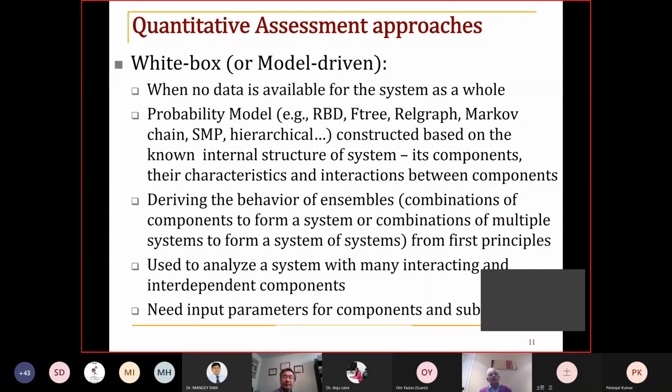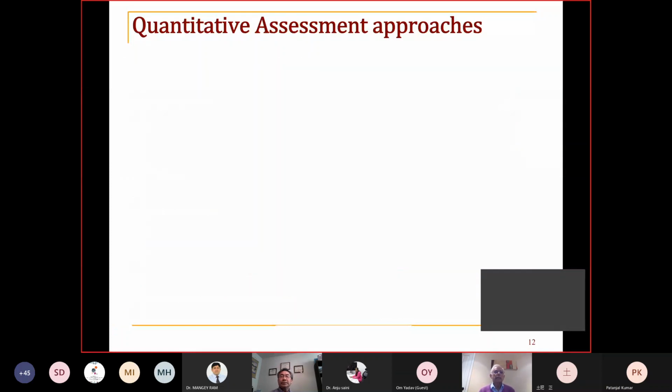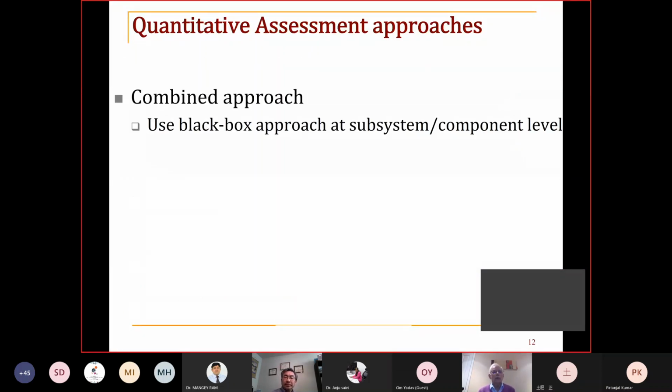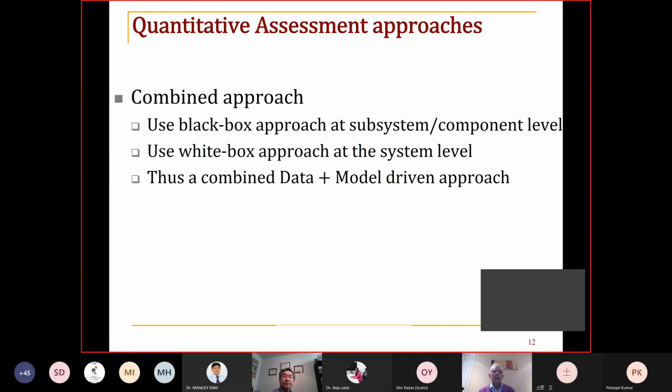But of course, in order to solve a probability model, you need input parameters for components and subsystems. And these input parameters will have to come from real data. So in effect, what we are talking about is a combined approach where we use a black box approach at subsystem or component level, and we use a white box approach at the system level. And this is what we do in practice all the time. Thus, a combined data plus model-driven approach is what is to be advocated in practice.